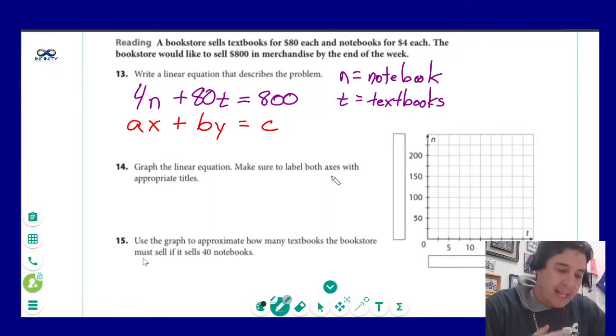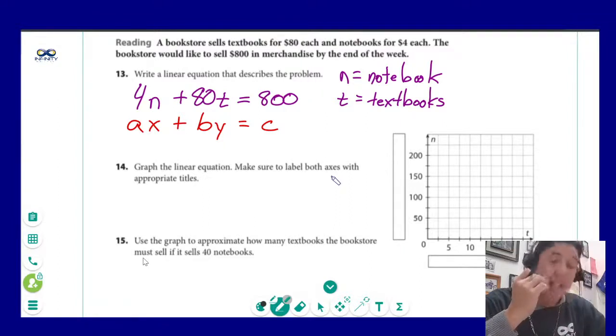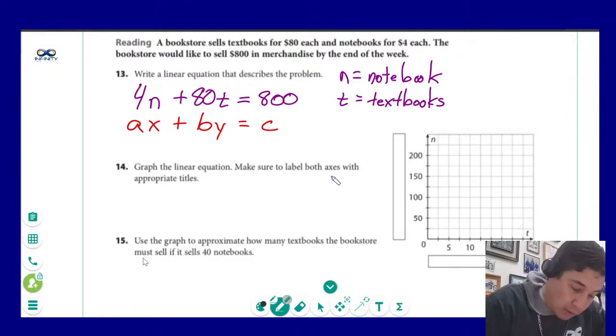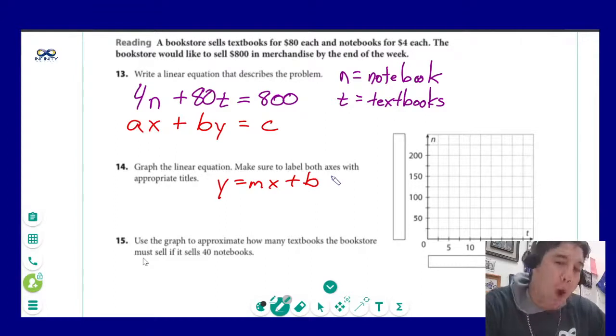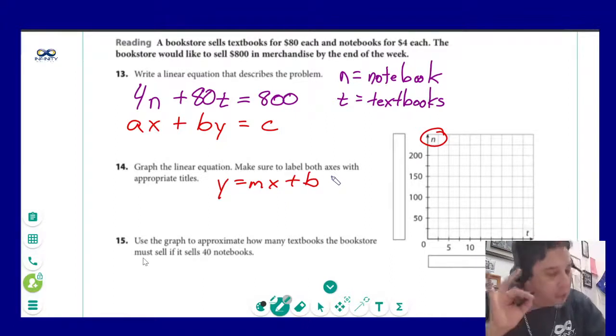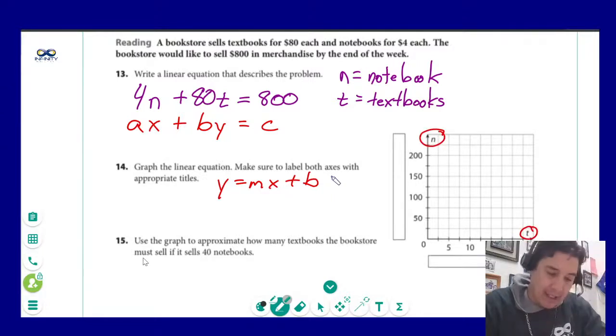Okay? Now, they want us to graph it. For those of you who know your linear equations, you know that standard form is not an effective way to graph a linear equation. It's usually best to put it into slope-intercept form, right? Y equals mx plus b. But here, we don't have a y-axis and an x-axis. I noticed right away that this is an n and this is a t. So in this particular case, I'm going to call this the n-axis and the t-axis.